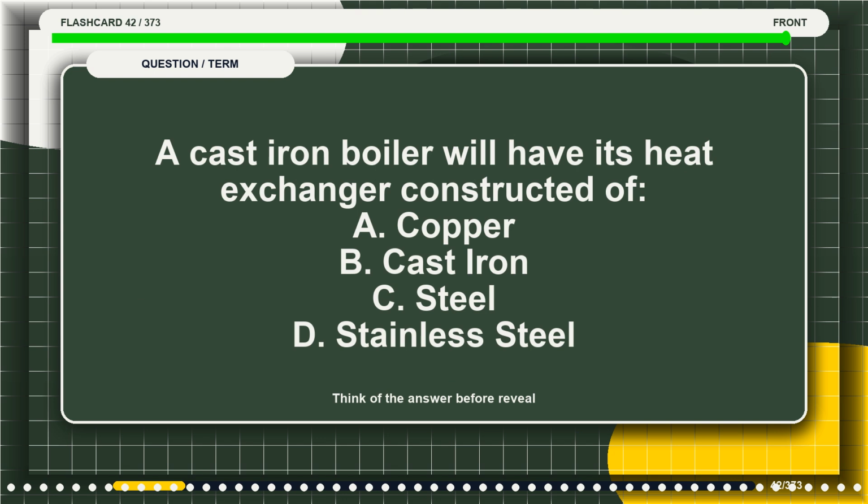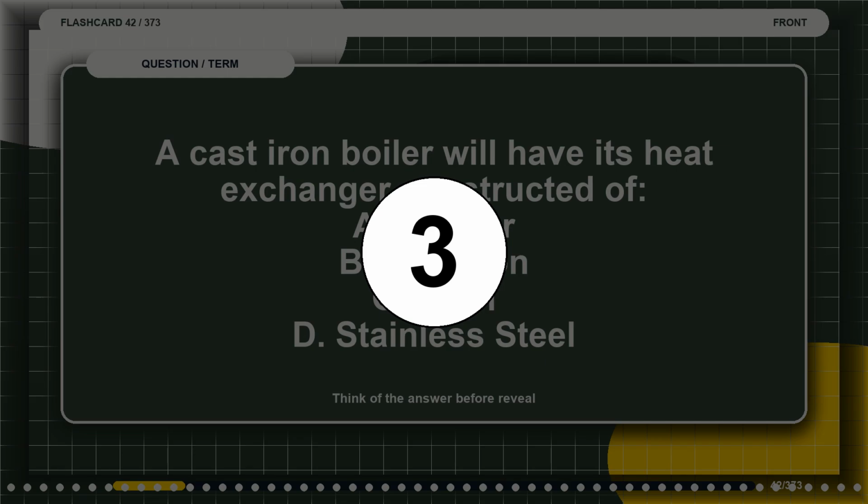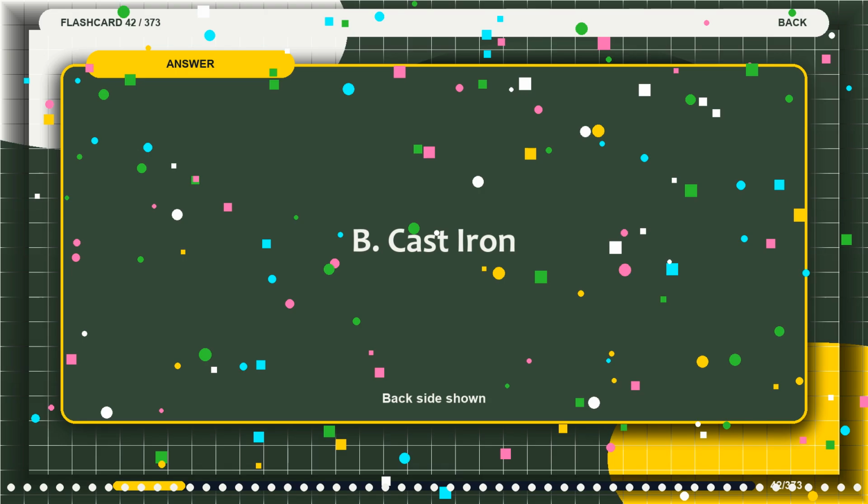Flashcard 42. A cast iron boiler will have its heat exchanger constructed of A. Copper. B. Cast iron. C. Steel. D. Stainless steel. Think of the answer before the reveal. The answer is B. Cast iron.